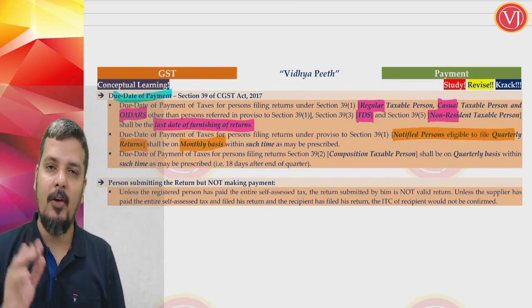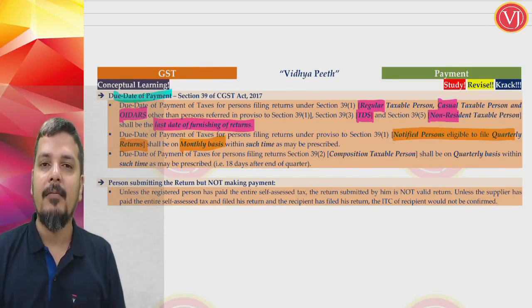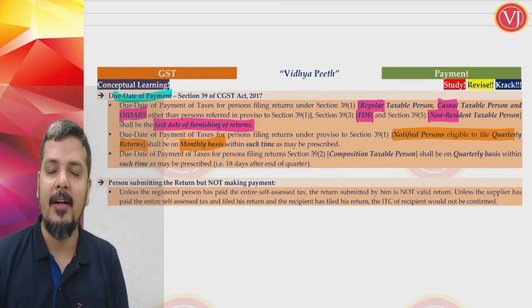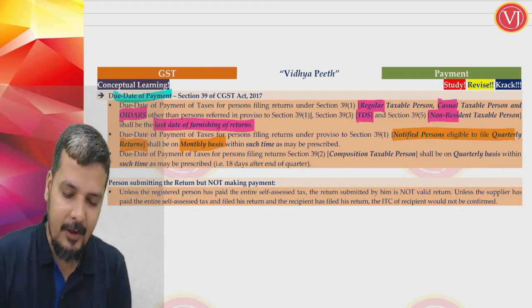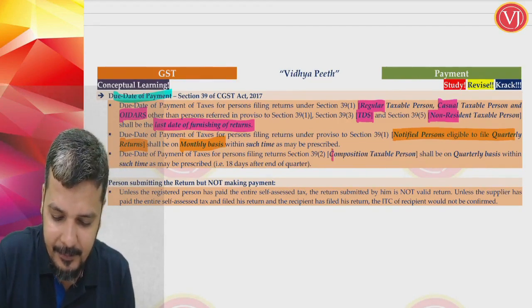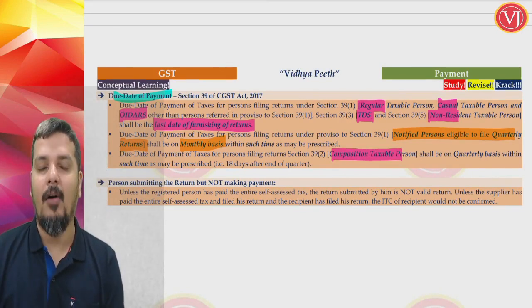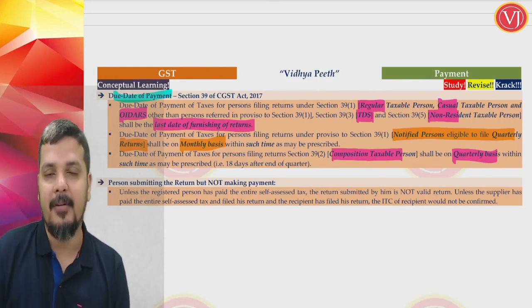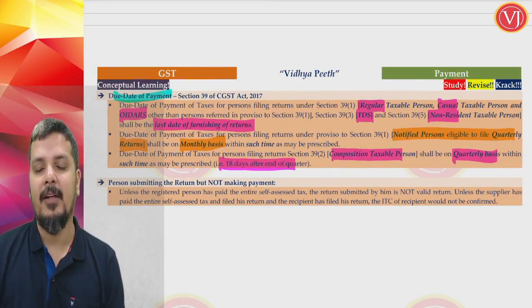So when you are going to see the QRMP scheme, you will find that the due date of payment is separate and the due date of your return filing is separate. That will be discussed in the return filing chapter. Even for a composition taxable person, you are required to make the payment on a quarterly basis but file the return on a yearly basis. So quarterly basis, within 18 days.